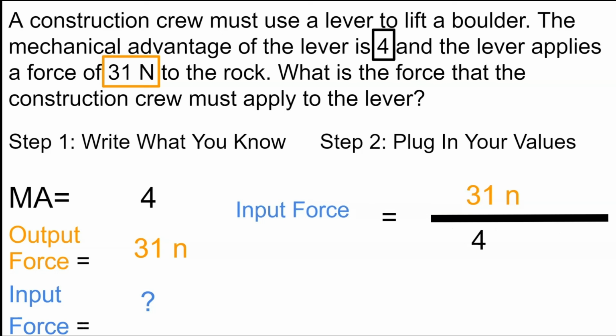All right. So of course we just go through and divide that, and we come up to 7.8 newtons. So the way we look at this is the construction crew only has to apply 7.8 newtons of force, and because the lever has a mechanical advantage of 4, the output force is 31 newtons.